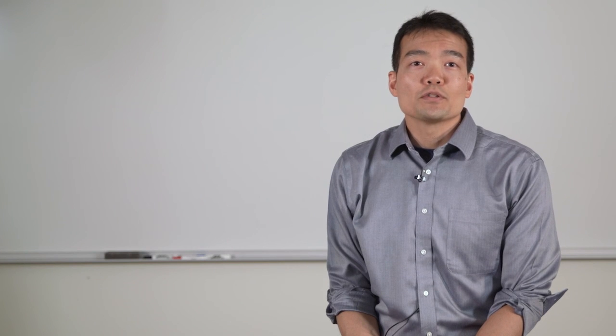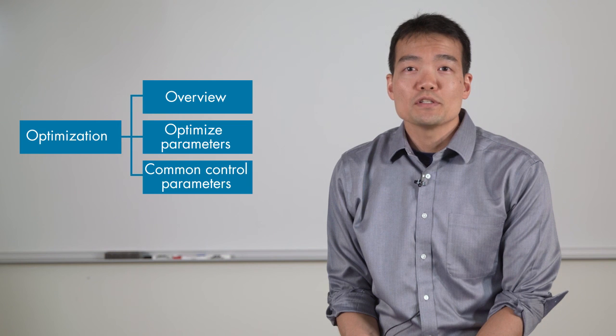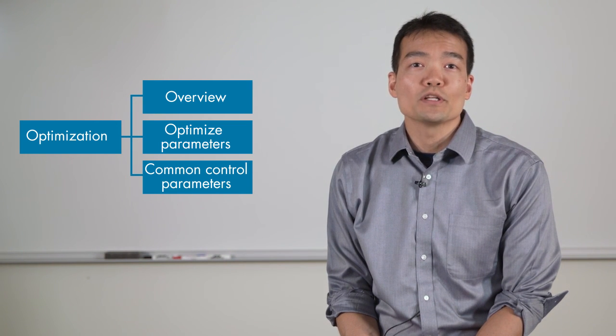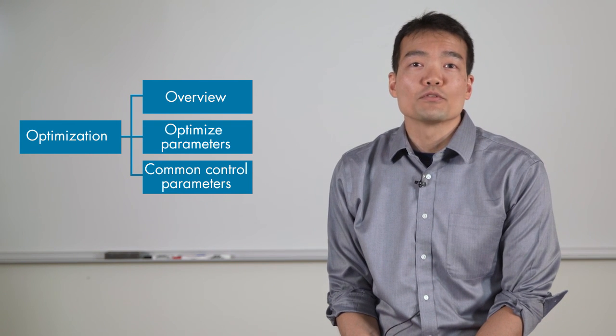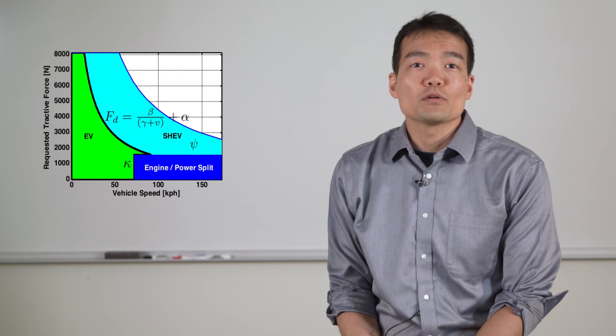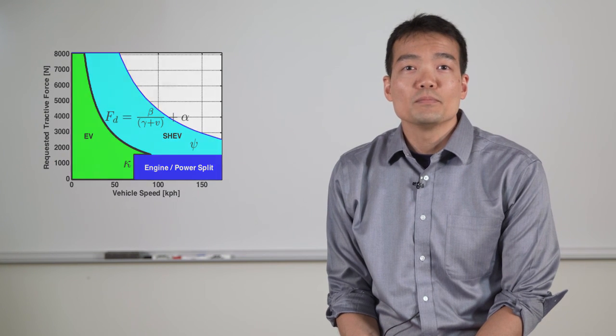This concludes the introduction to conducting HEV design optimization studies. We covered an overview of optimization and went through 2 examples showing how to simultaneously optimize control and component parameters and finding a common set of control parameters for various driving conditions. The important takeaway is that you can create your own optimization studies and use Simulink Design Optimization to solve them.